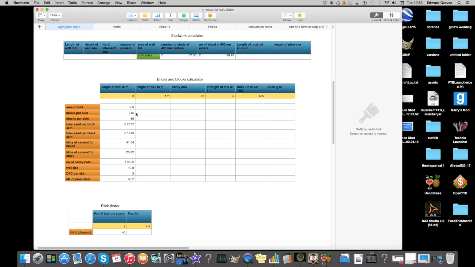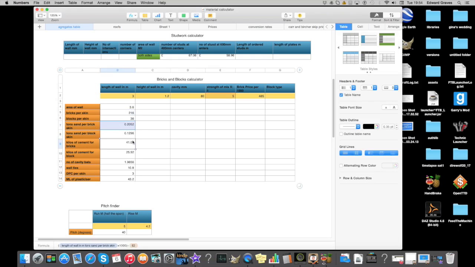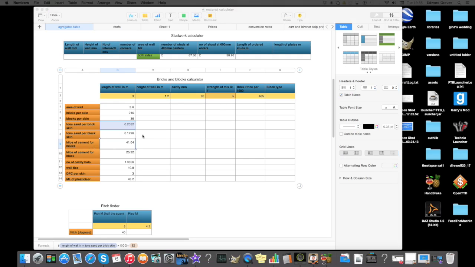Area of the wall, how many bricks there are in a skin. If it's a one-inch wall, you need 2 skins. The blocks per skin, so if it was brick and block. Tons of sand. You can go on Source for Me or other places, or just ask a bricklayer how many tons of sand it takes to lay a brick, or how many bricks you get to lay per ton of sand. Then the kilos of cement for the bricks takes in the strength of mix factor. But yeah, none of this is trade secrets.